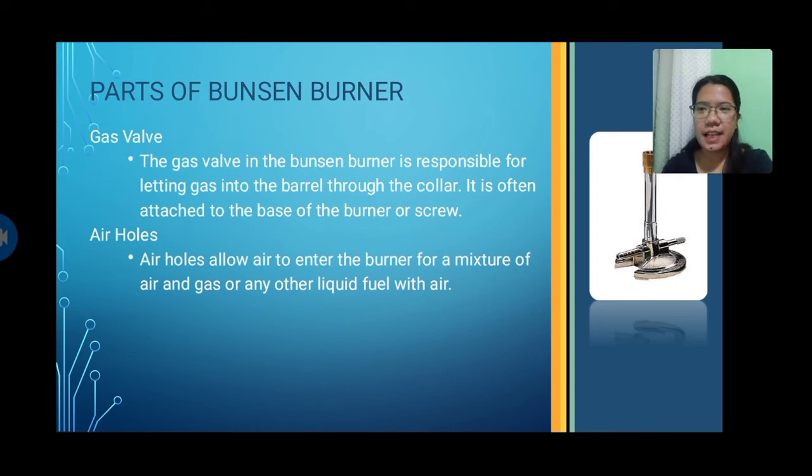Next part is gas valve. Gas valve in the Bunsen burner is responsible for letting gas into the barrel through the collar, and it is often attached to the base of the Bunsen or screw.